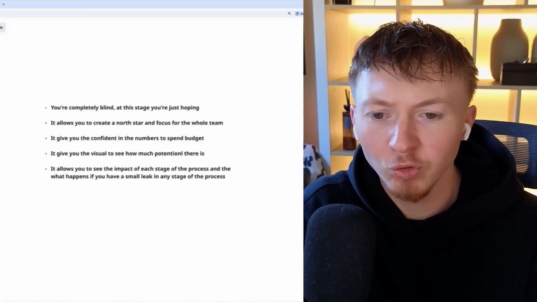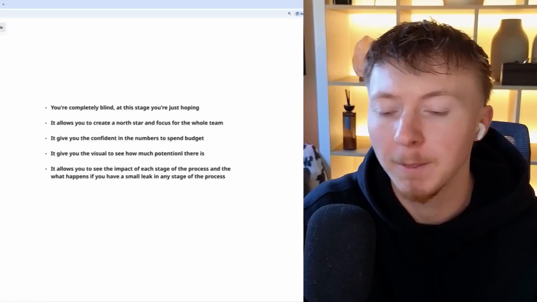For sales to work, we need to be hitting these numbers. We need to have this system in place to be able to have this follow-up percentage. By knowing this ahead of time, you can create the North Star and hold everyone accountable for that. It also gives you confidence in the number to spend budget. You're not just spending, hoping to see what comes out of the back end of it.